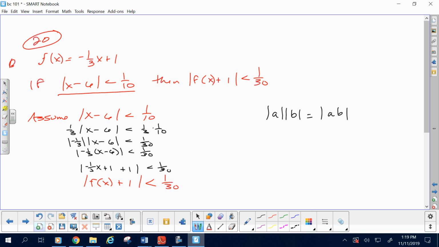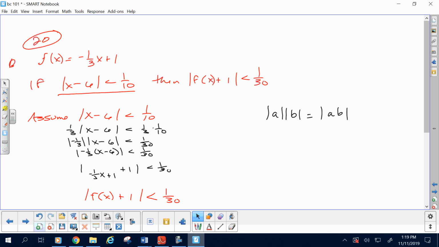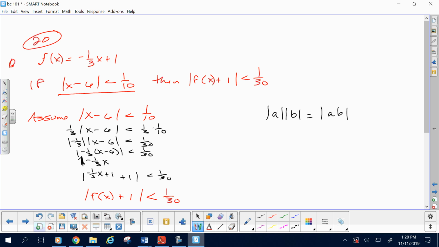Follow me? If I were to multiply that, I'd get negative... I need more room. I should have just grouped it. Whatever, it's fine. Okay, so this is the absolute value of negative 1/3 x plus 2 is less than 1/30. Last but not least, do you agree that 2 is 1 plus 1? Yes. Well, there you go. We're done.